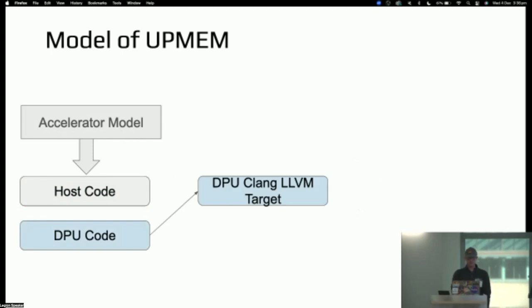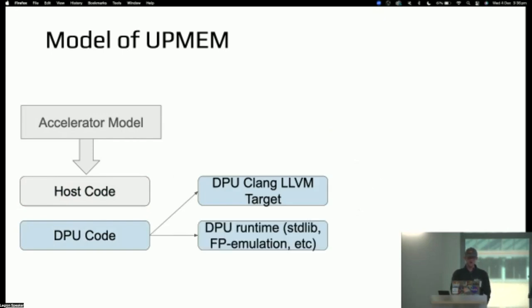And then you have the notion of your DPU code. They have their own compiler, which is just an LLVM fork with a DPU target. And then there's an entire runtime. Like I mentioned earlier, there's no floating point. So how do you actually do that?